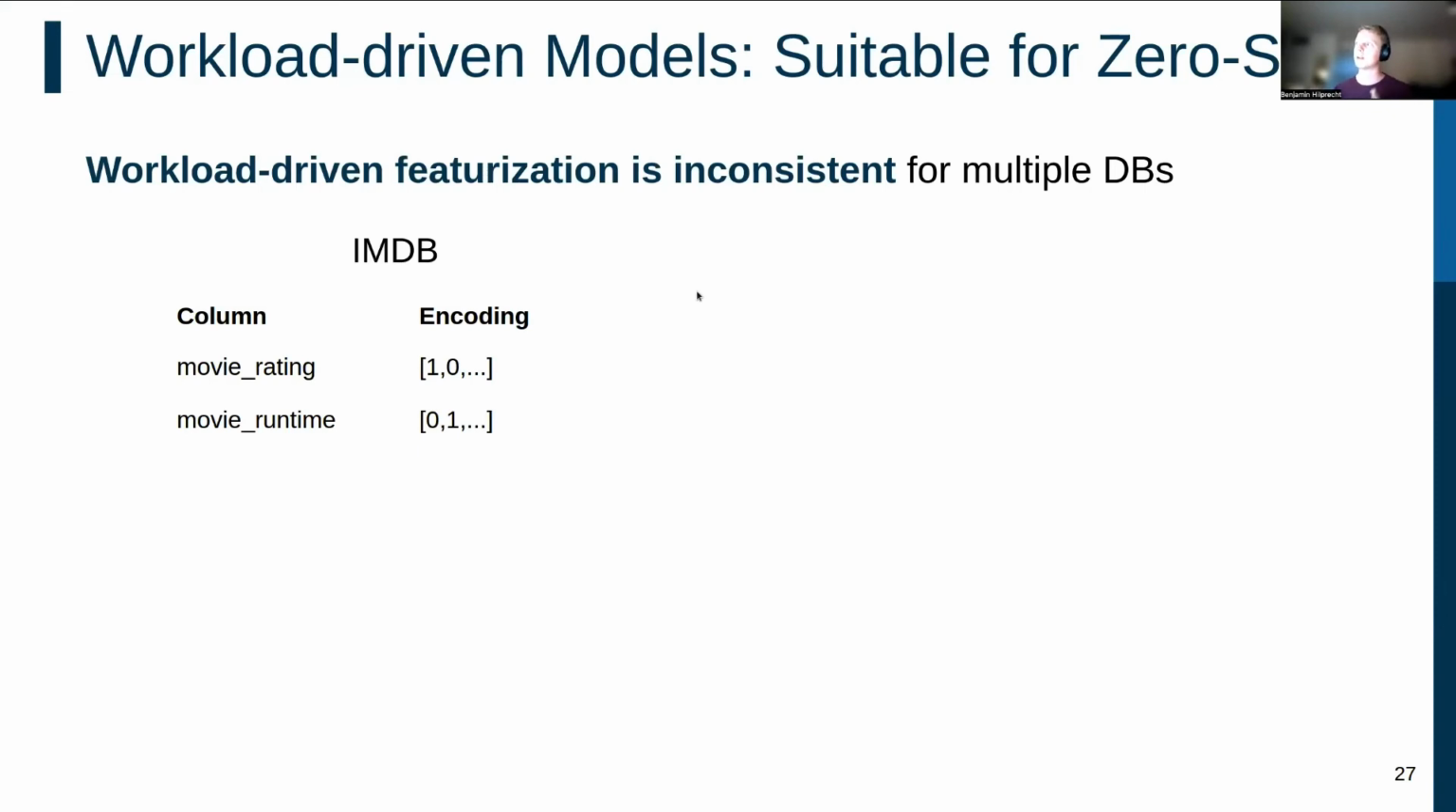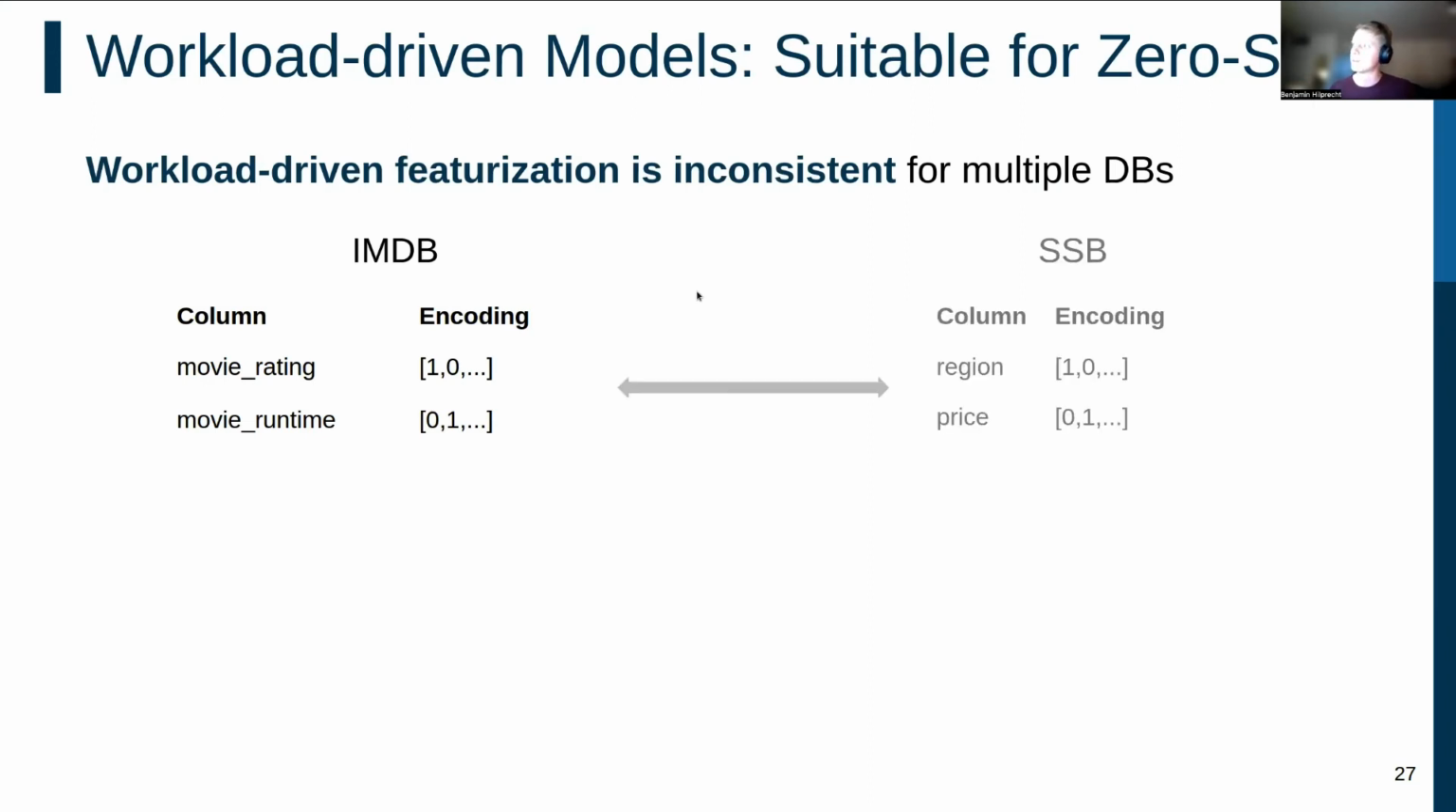So let's have a look at a really simple example. Say you want to communicate to your model that certain columns are queried. For instance, for IMDb, you would want to tell the model that the movie ratings column is queried and the movie runtime column is queried. The way we currently encode this in workload-driven models is using one-hot encodings. So the first column would be 100, et cetera, and then movie runtime would be 010, et cetera. And if you now want to encode that a certain column is queried, you would just use the encoding and feed that into your machine learning model.